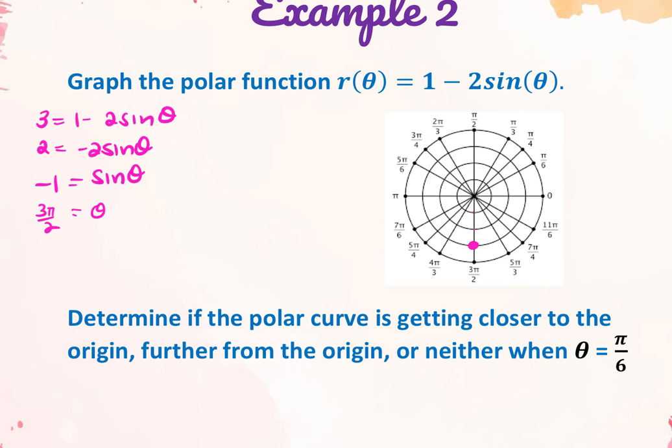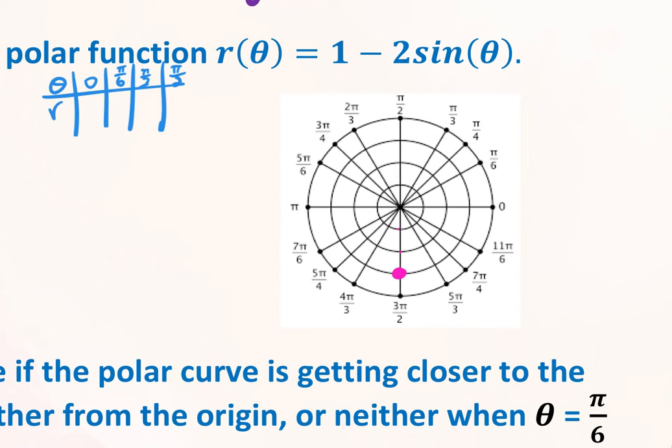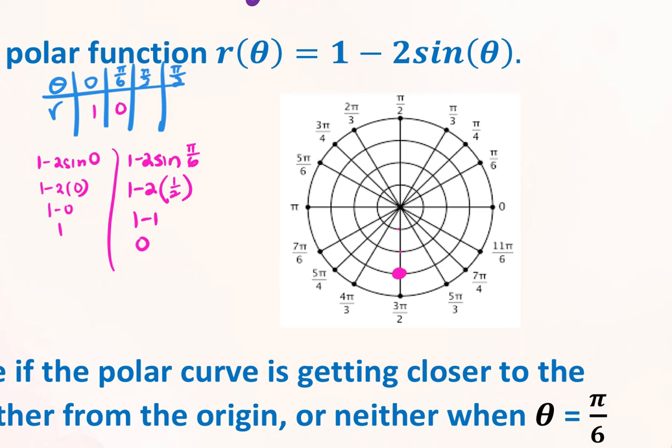So I'm going to plug in coordinate points for angles from my first quadrant. I'm going to plug in 0, pi over 6, pi over 3, pi over 2. 1 minus 2 sine of 0. What's the sine at 0? 0. So 1 minus 0 is 1. 1 minus 2 sine pi over 6. What's the sine at pi over 6? 1/2. Good. 1 minus 1, which is 0.